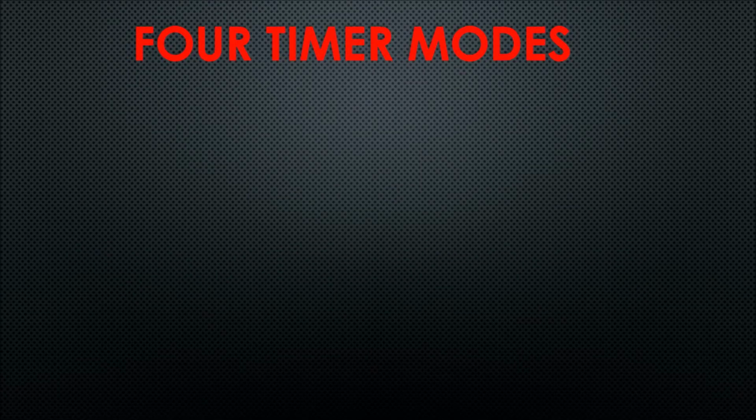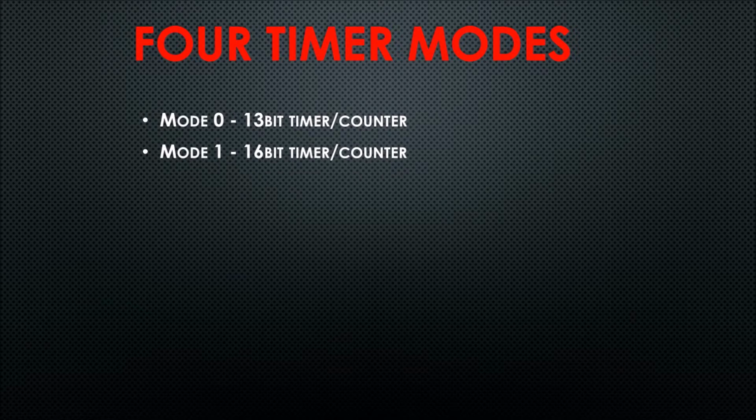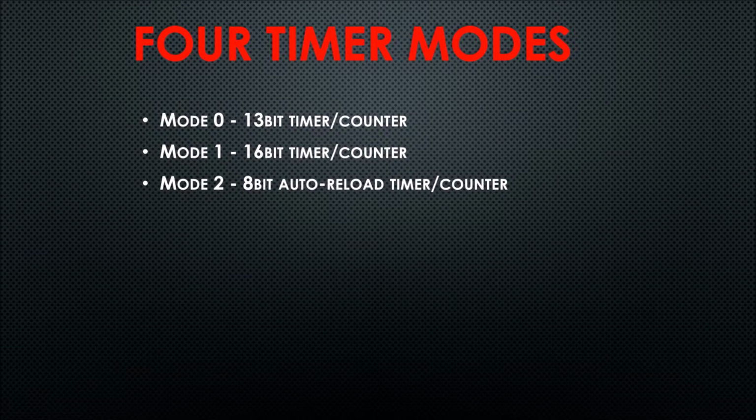As I explained before, there are 4 timer modes selected from TMOD register. Mode 0 is 13-bit timer counter mode. In this mode, only 13 bits are used by timer while other 3 bits are useless. Mode 1 is 16-bit timer counter mode. In this mode, 2 8-bit registers of timers are cascaded and all 16 bits are used for counting. Mode 2 is 8-bit timer counter mode. In this mode, 8 bits are used for counting and other 8 bits hold reload value.